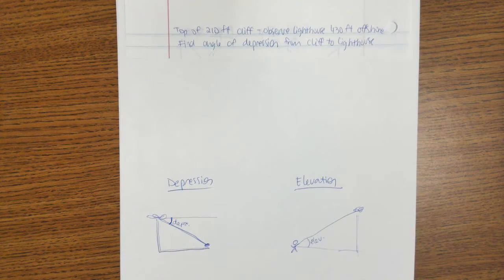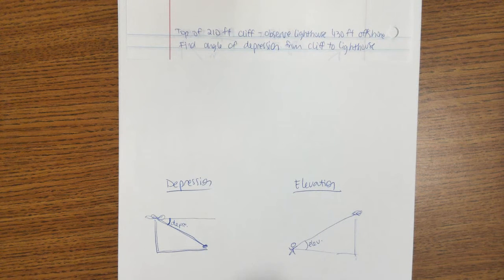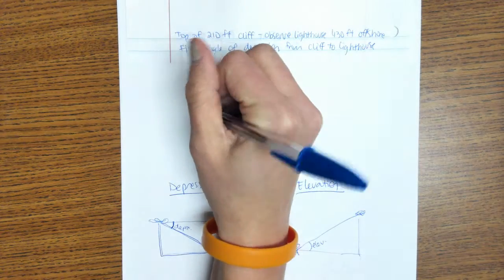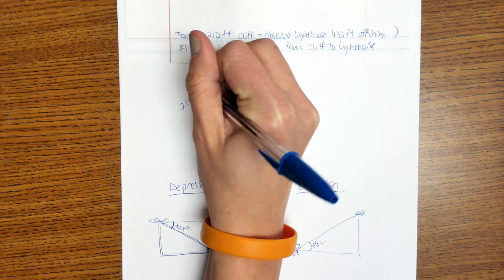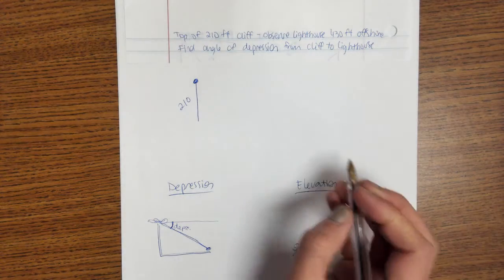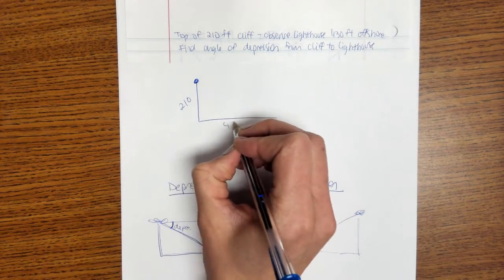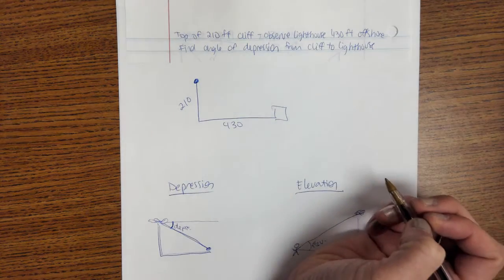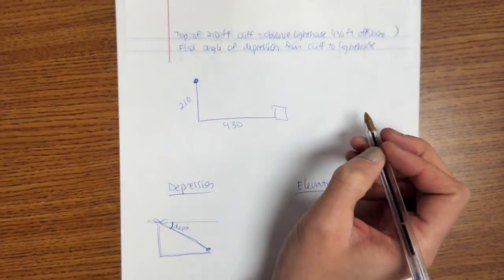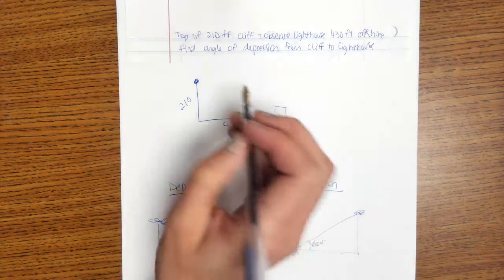So now going back up here, anytime you have these word problems, draw a picture. It makes it so much easier. So we've got a 210-foot cliff. So there's my cliff. We're standing at the top of it. And we see a lighthouse 430 feet offshore. So the shore is not at the base of the cliff, so that distance is 430. There's my lighthouse. Find the angle of depression from the cliff to the lighthouse.